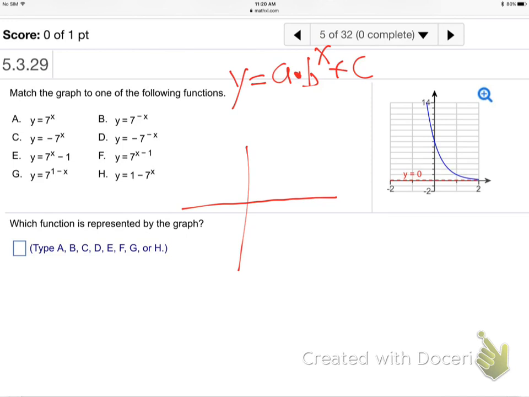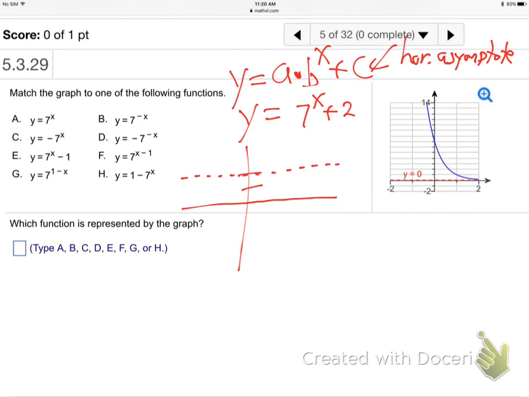So when you have that, the c right here, the thing added, so I'm calling it c, but you could call it whatever. The thing added, that's what matters. The thing added is a horizontal asymptote line. Put that on there first. So in other words, if somebody gives me y equals 7 to the x plus 2 or whatever, I'd go 1, 2, and I'd put a horizontal asymptote line at 2. So exponential graphs have a horizontal asymptote line, okay?